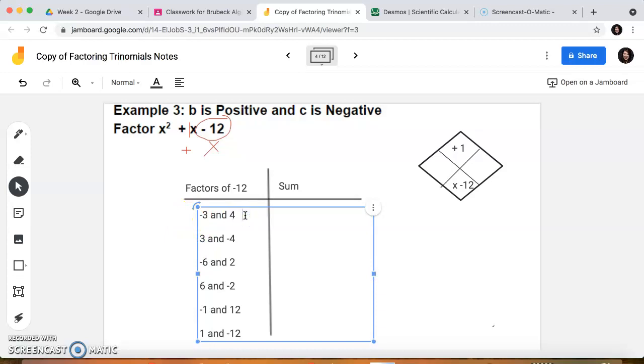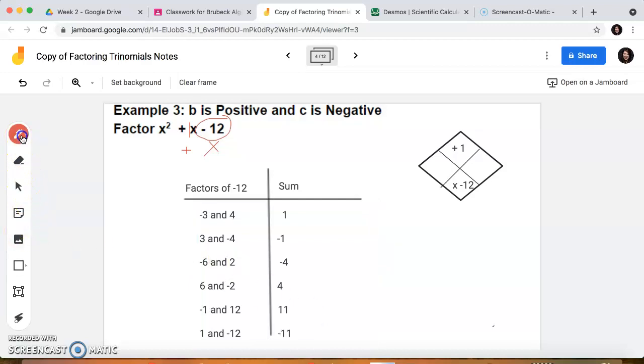So negative 3 and 4, well, that adds to be 1, okay? We can keep going. 3 and negative 4, that's going to be a negative 1. Negative 6 plus 2, that's going to be a negative 4. 6 plus negative 2 is going to be a positive 4. Negative 1 plus 12 is going to be 11. And positive 1 plus negative 12 will be a negative 11. So our answer here will be this one, negative 3 and 4, because we want it to add to be a positive 1. So negative 3, positive 4.